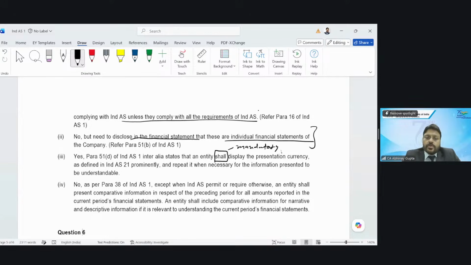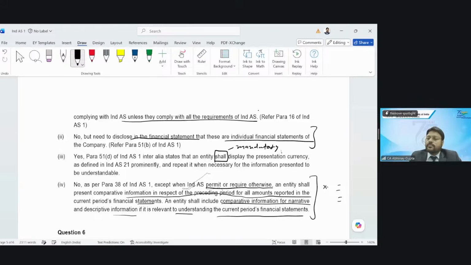So as per para 38 of Ind AS 1, except when the Ind AS permits or requires otherwise, an entity shall present the comparative information in respect of the preceding period for all amounts reported in the current period's financial statements. An entity shall include the comparative information for narrative and descriptive information if it is relevant to understanding the current period financial statements. So in the current year, although the amount is nil, in the previous year there was a certain amount with these 4 related parties.